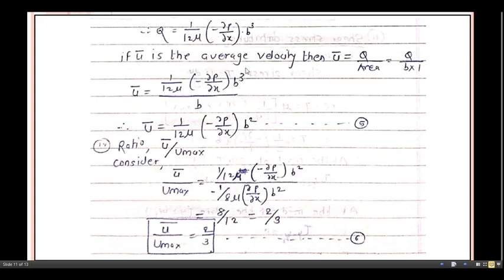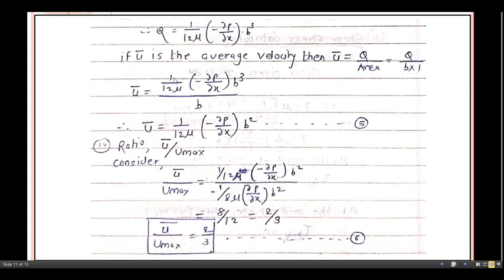If u bar is the average velocity, then u bar equals Q divided by area, equals Q divided by b multiplied by 1. Here we consider unit length for that element, that's why b multiplied by 1 comes into the picture. Okay, so what about this Q?